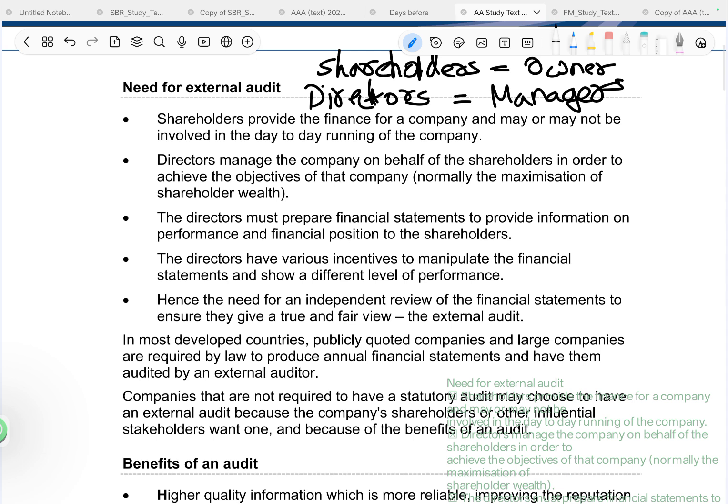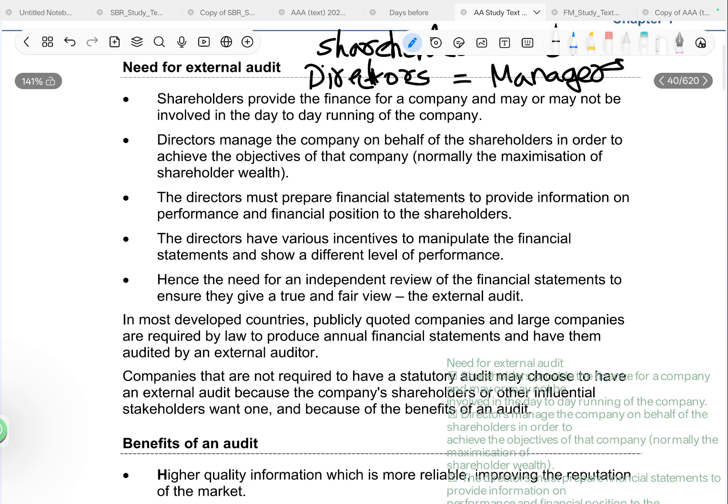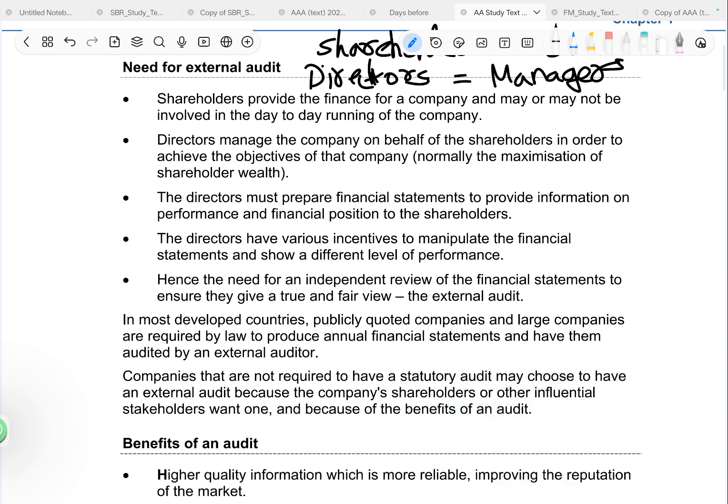Now, here comes a potential problem. The directors might have incentives to manipulate the financial statements. For example, maybe they want to show higher profits to impress investors, maybe they want to hide poor performance, or maybe they want to secure bonuses tied to profit targets. So, if the people running the company are also the ones reporting the results, there's a risk that the information may not be completely reliable. And this is exactly where the external auditor comes in. An independent auditor reviews the financial statements, checks whether they give us a true and fair view, and this independent review increases trust and confidence in the financial statements.